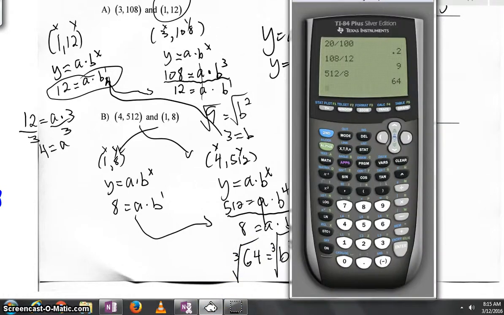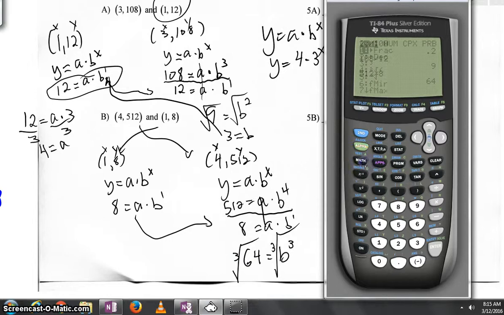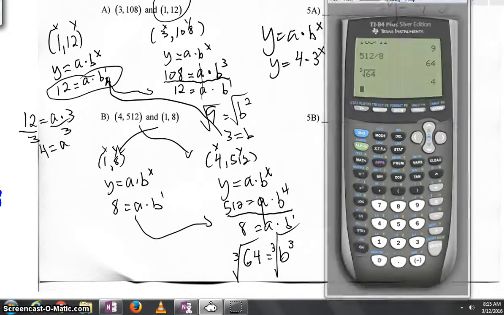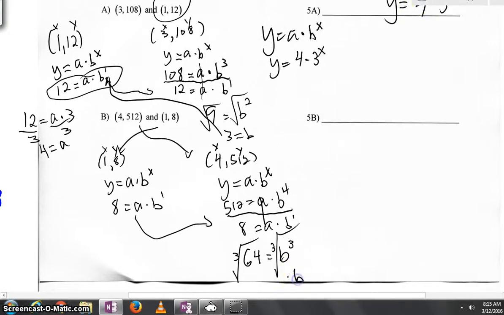And at this point, remember that the cube root is under the math menu. You can come right here to number 4. Typing in the cube root of 64, you'll get 4. And wonderfully, that is your B value.